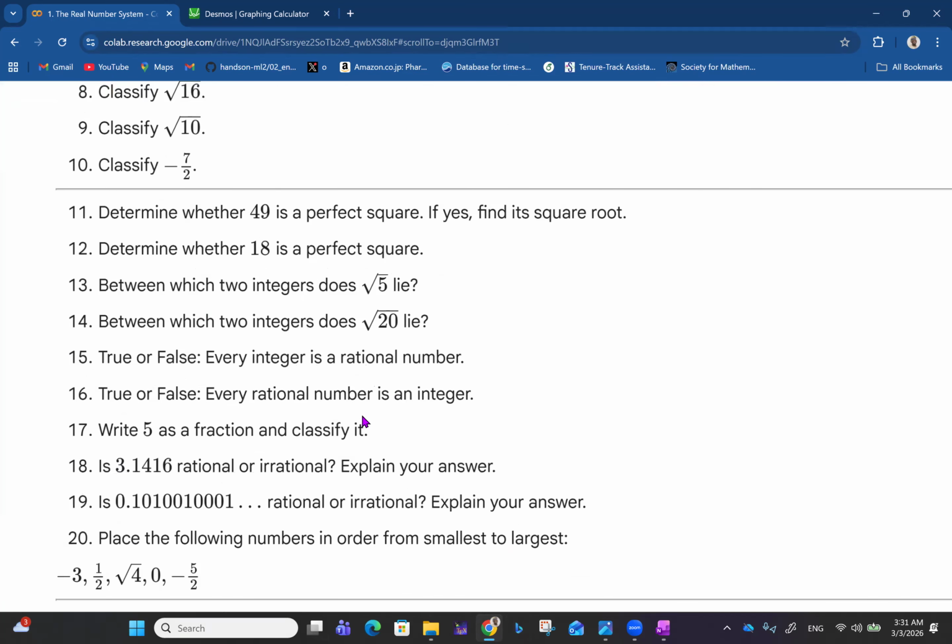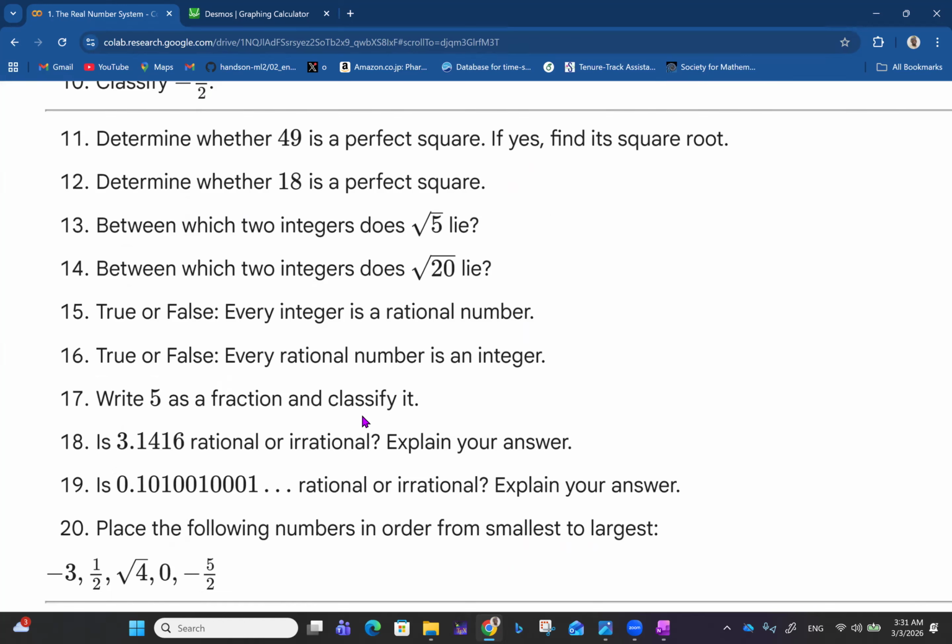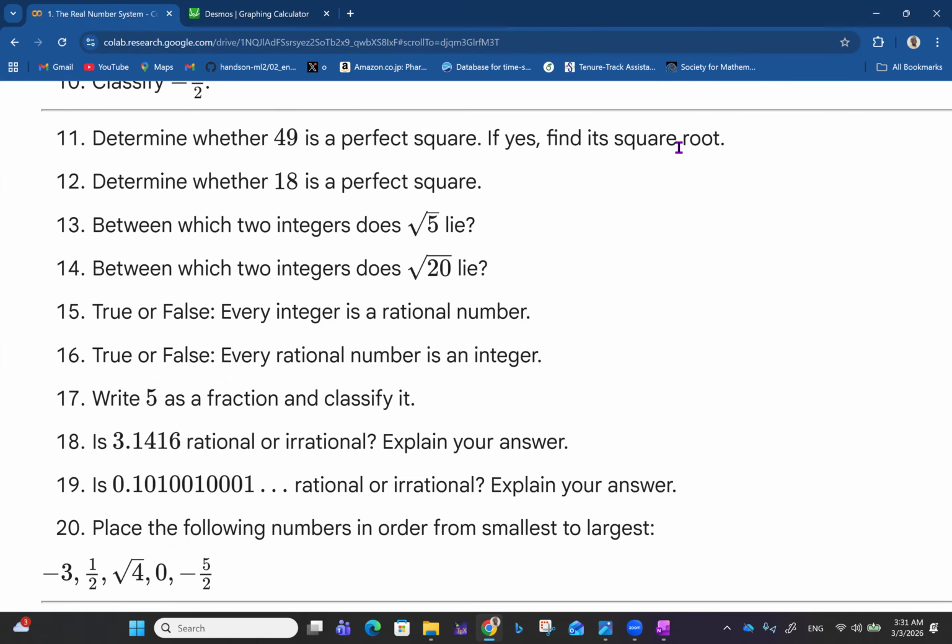Determine whether 49 is a perfect square. Of course, 7 times 7 is 49, so it's a perfect square. So the square root is 7. Determine whether 18 is a perfect square. Of course, it is not a perfect square.